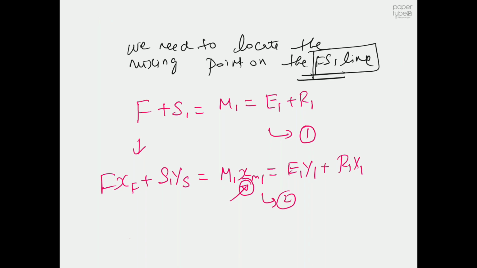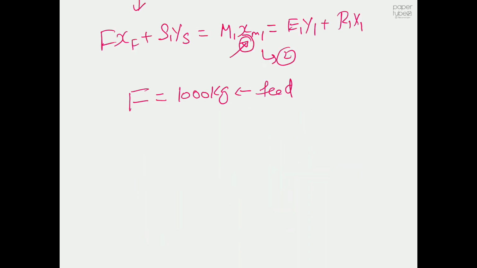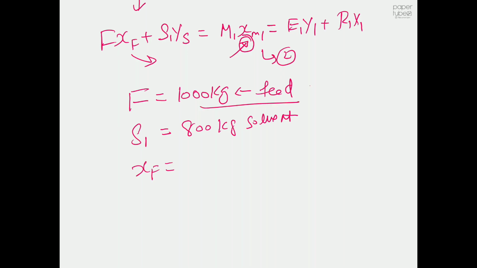So let's calculate. The F value is 1000 kg of our aqueous solution, that's our feed. And then we also have S1, which is 800 kg of solvent. And xF: out of this 1000 kg, 50% is our solute. So xF is equal to 50 by 100, which is equal to 0.5.